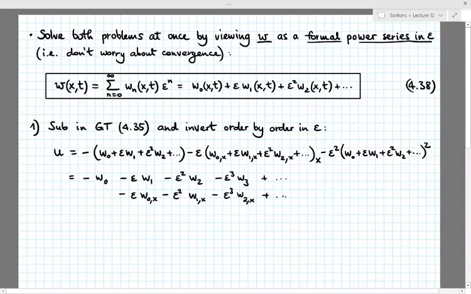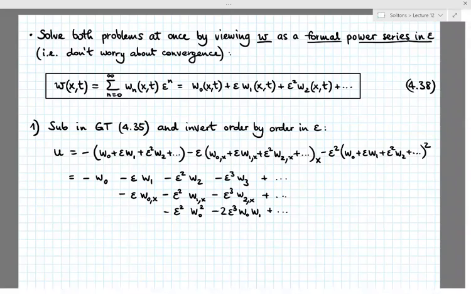And finally, the last term in the Gardner transform comes with an epsilon squared in front. And so we'll get minus epsilon squared w_0 squared. And then at order epsilon cubed, we get the cross term between w_0 and epsilon w_1. So that gives us minus 2 epsilon cubed w_0 w_1. And then there will be higher order terms in epsilon that in principle we can calculate. Okay, that was the substitution in the Gardner transform. Now let's invert order by order in epsilon.